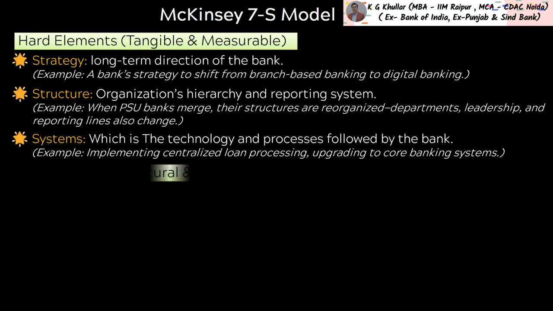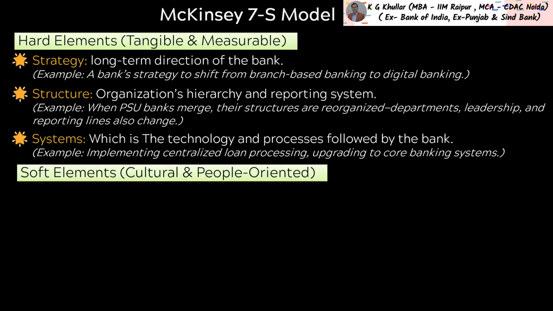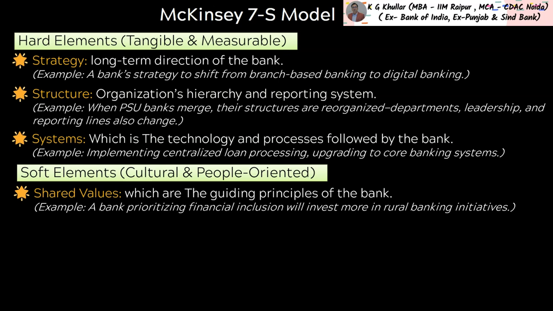Then the second group includes 4 elements, and these are categorized as soft elements, that is, cultural and people oriented. So the fourth element of McKinsey's model is shared values, which are the guiding principles of the bank. For example, a bank prioritizing financial inclusion will invest more in rural banking initiatives.